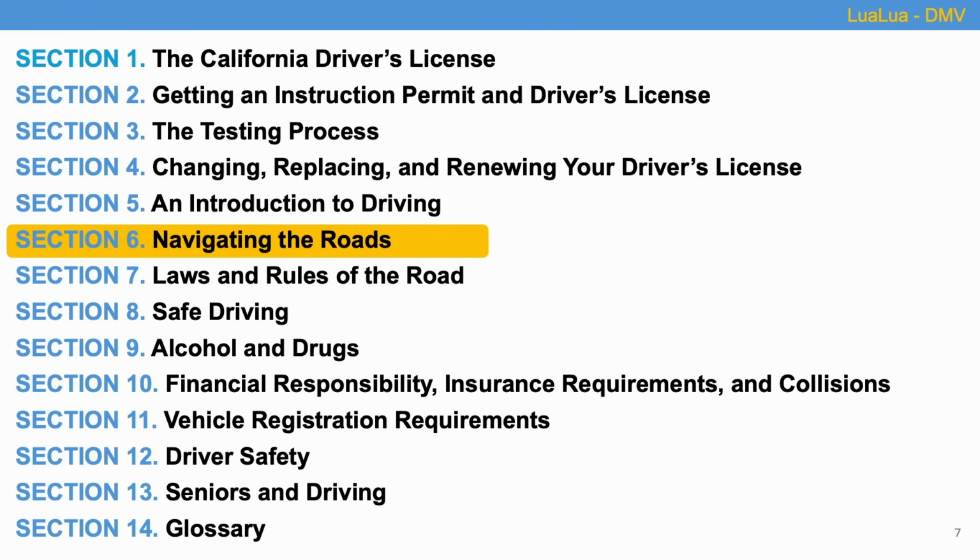U-turn. A U-turn is when you turn your vehicle around to go back in the direction you came. To make a U-turn, signal and use the left turn lane or far left lane.